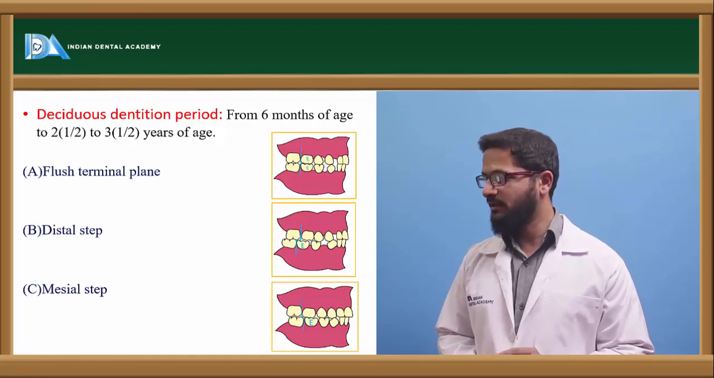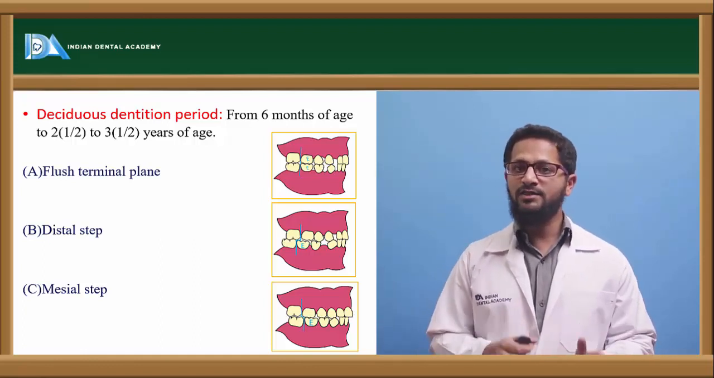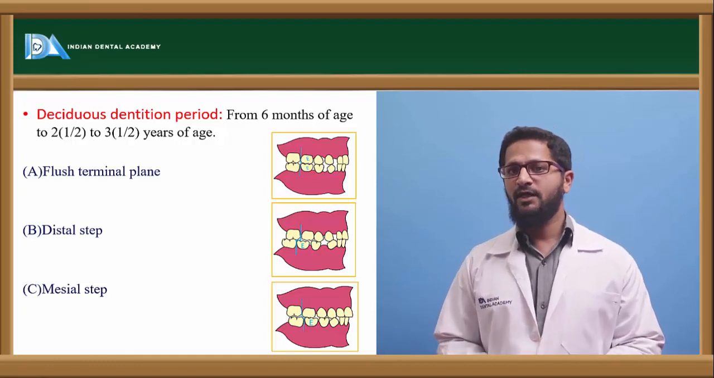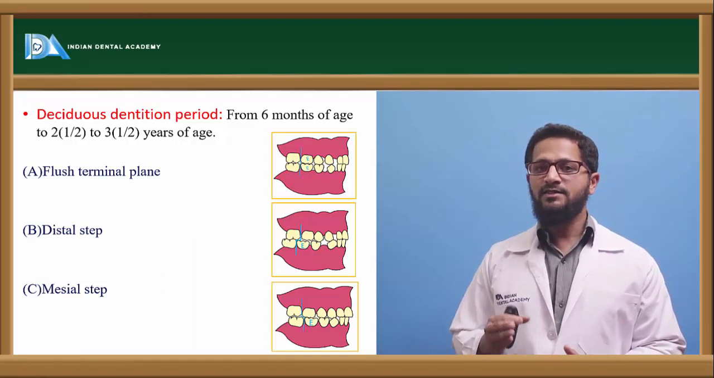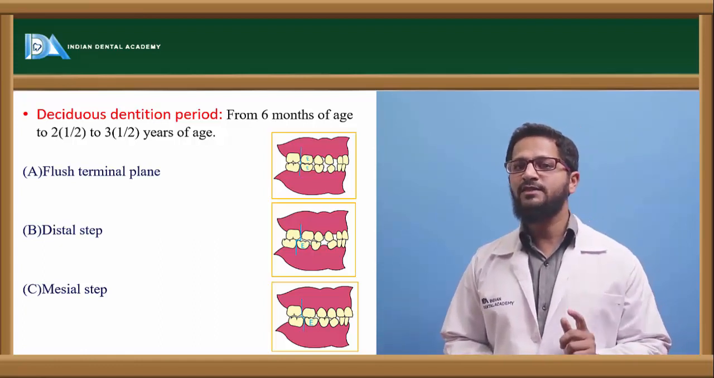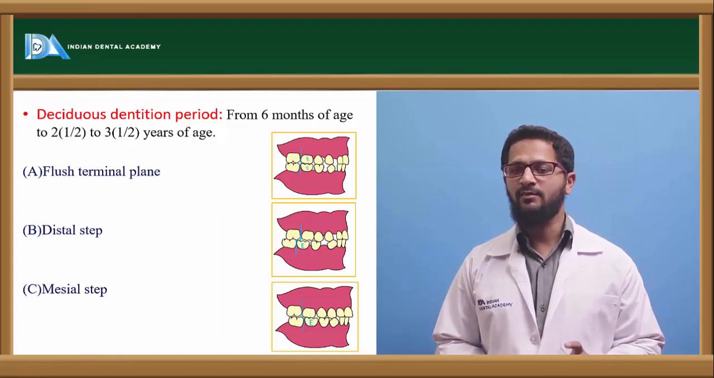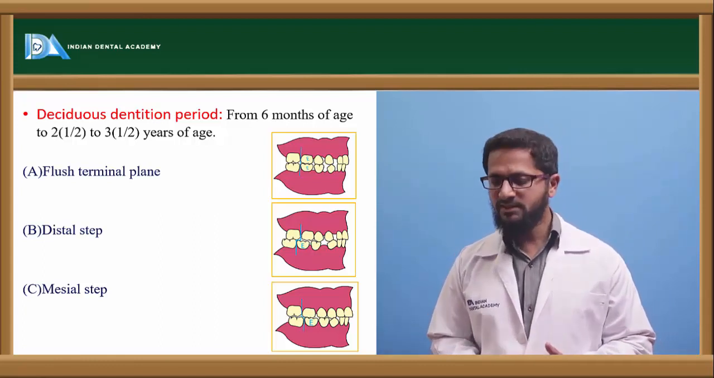Second is the distal step, in which the distal surface of the lower second deciduous molar is more distal when compared to that of the upper. It is called a distal step. And the third figure indicates that the distal surface of the lower second deciduous molar is more mesial when compared to the upper second deciduous molar. It is called a mesial step. Now, the various features of these terminal planes will be discussed in further slides.